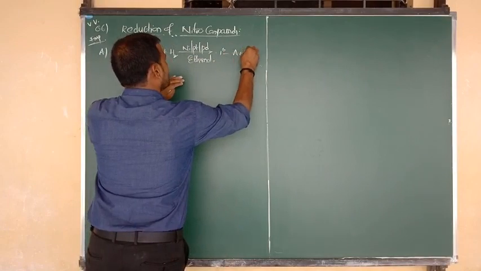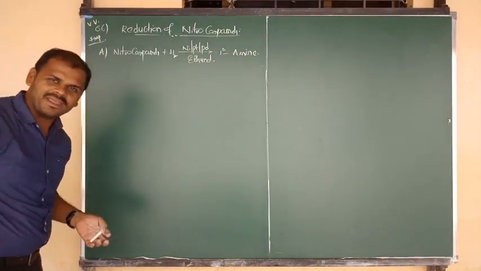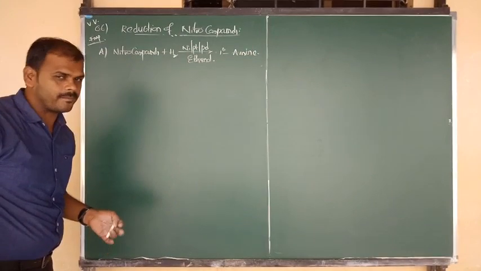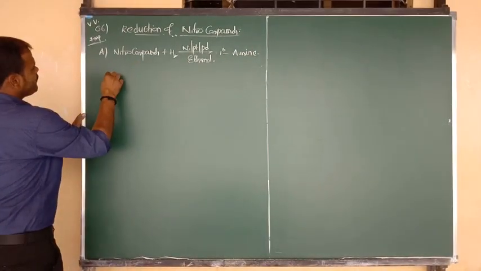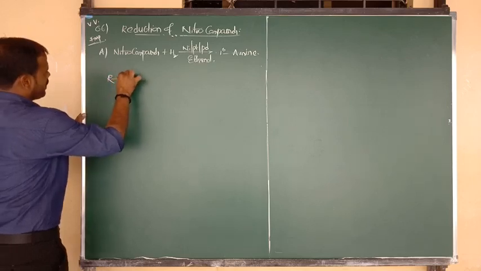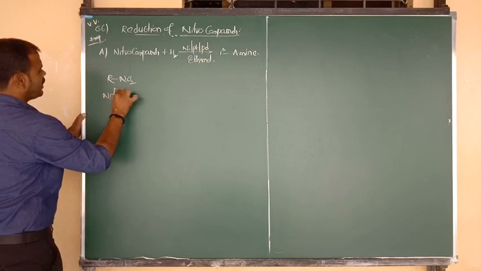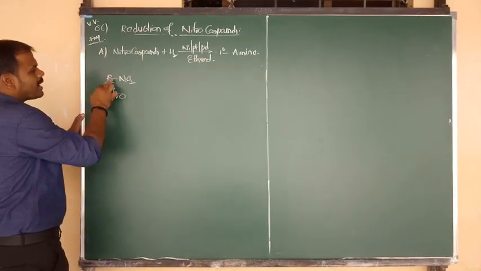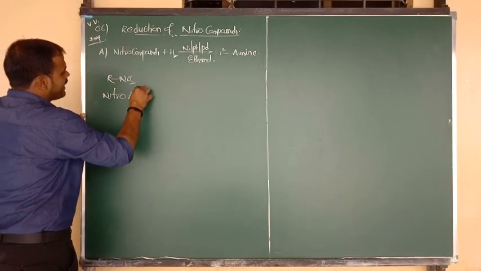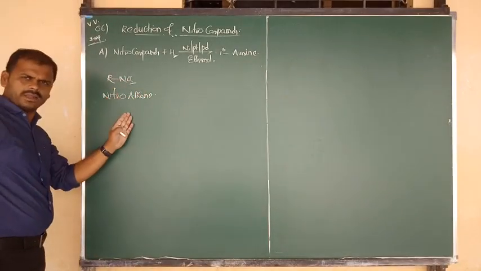Same thing, we have to write that the product is nothing but what, beta? Primary amine. Okay, yes. Now let me consider one formula of a nitro compound. The formula of a nitro compound is R bonded to NO2. The name of this compound is nitro, NO2 over carbon with a single bond, or we can say an alkyl group with a single bond. We have to say nitroalkane.